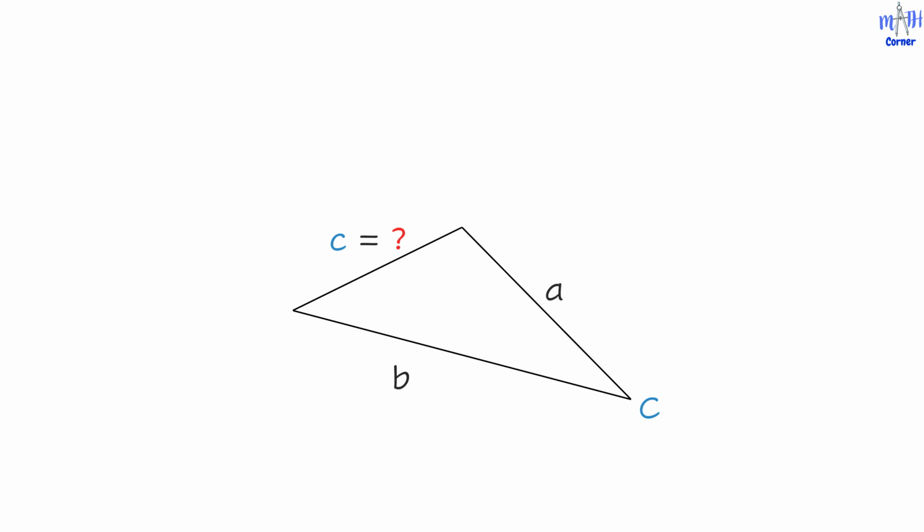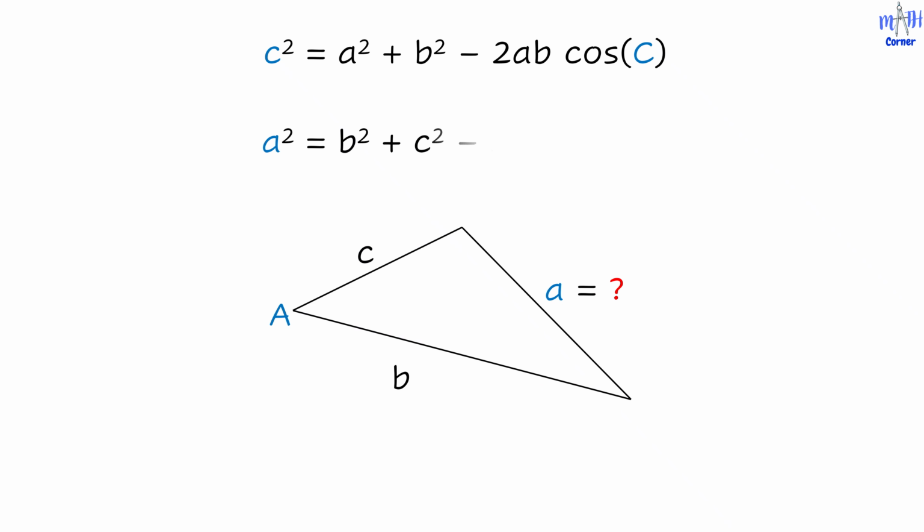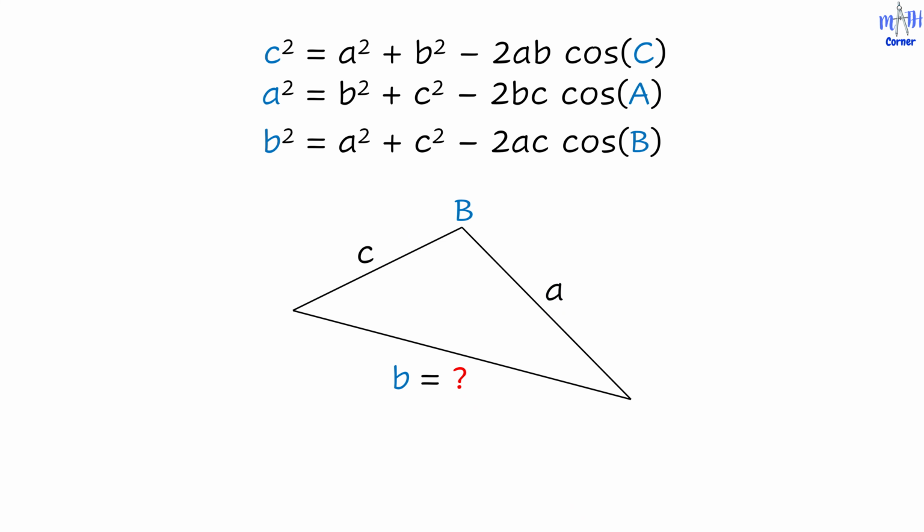If we are looking for side c, c squared equals a squared plus b squared minus 2ab cosine of angle C. For side a, a squared equals b squared plus c squared minus 2bc cosine of angle A. For side b, b squared equals a squared plus c squared minus 2ac cosine of angle B. You'll notice they all follow the same pattern. The formula just changes position depending on the unknown.